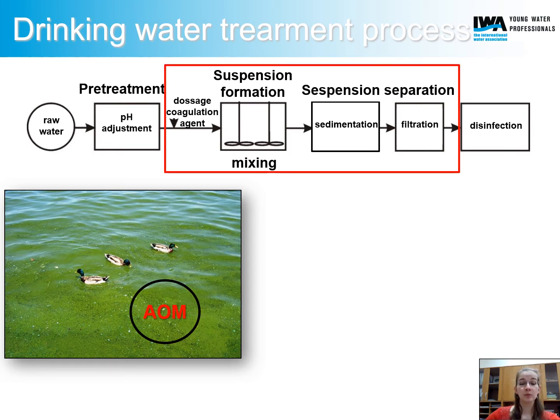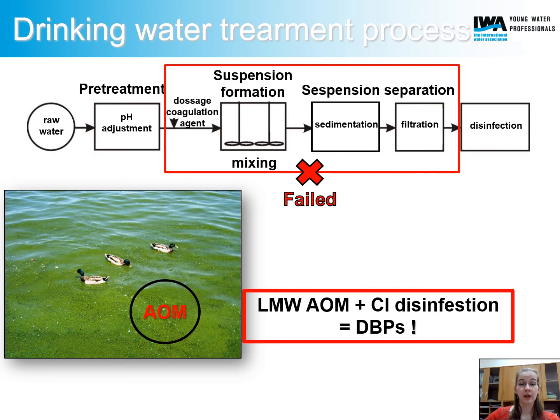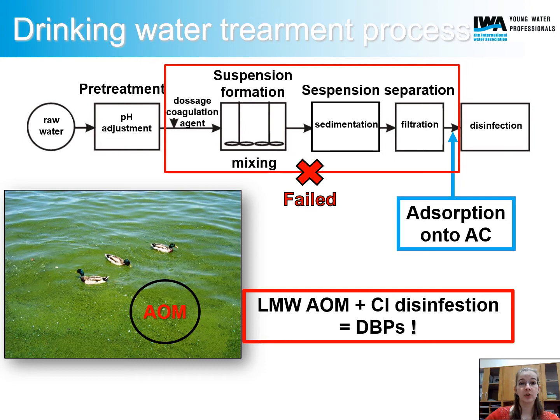Because part of this algal organic matter originating from cyanobacteria and green algae cannot be removed by the conventional drinking water process based on coagulation. And moreover, with chlorine it creates disinfection byproducts. That's why we need to add adsorption onto activated carbon as an additional treatment step, even before the hygienic security step, to prevent the production of these usually carcinogenic DBPs.